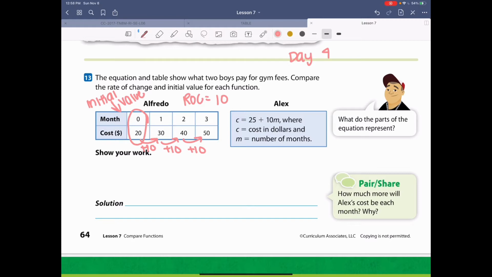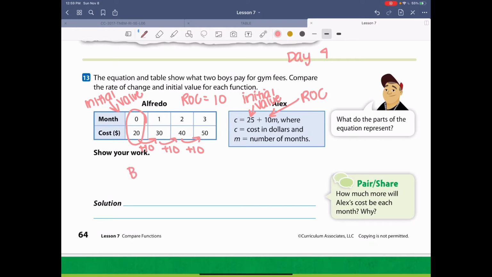Okay. Then we have Alex's, who's already given us the equation. So we have 25, which is our initial value. So no matter what, to join this gym, he's got to pay $25, and then he's going to be paying $10 a month, which is his rate of change. So if you notice, both Alfredo and Alex had a rate of change of 10. So both have a rate of change of 10, but the initial costs, or initial values, are different.